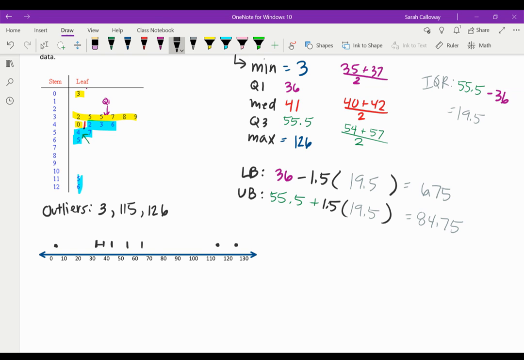Remember that the last two and the first two are part of my leaves on my stem plot, and then they're whiskers on my box plot. The box goes from quartile 1 to quartile 3. So Q1 to Q3 gives me my box, and then Q1 to the minimum and Q3 to the maximum give us the whiskers. That's the visualization of that stem and leaf plot as a box plot.